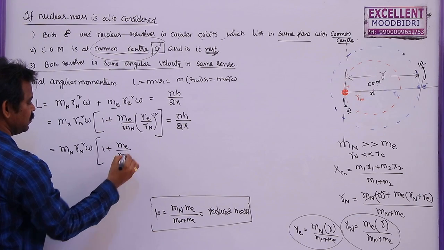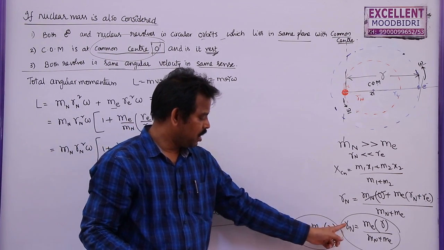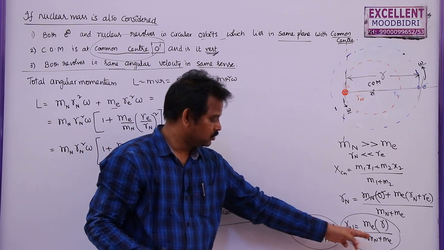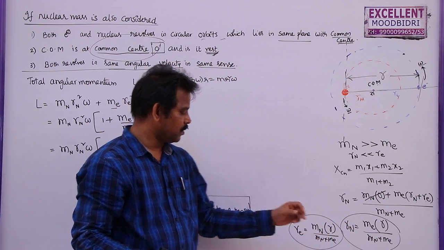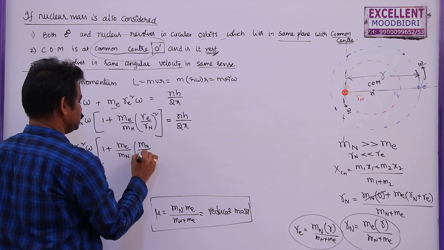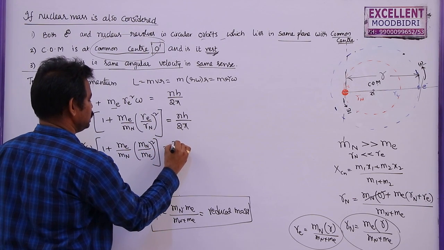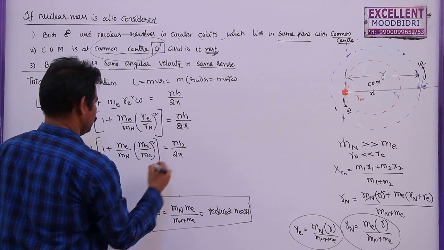But what is re by rn? Here I have re, here we have rn. Re by rn, the denominator gets cancelled, so this will become mn by me. This is mass of nucleus by mass of electron whole square. This is equal to nh by 2 pi.